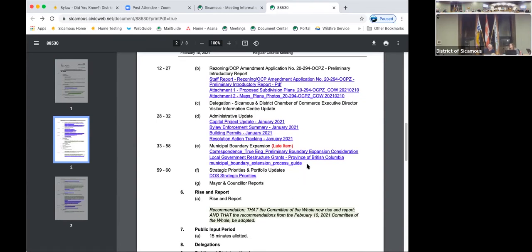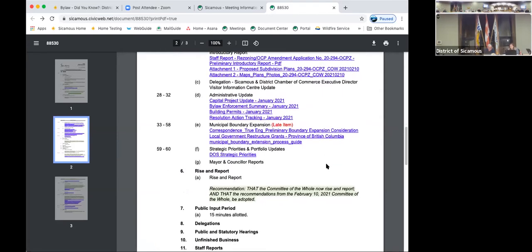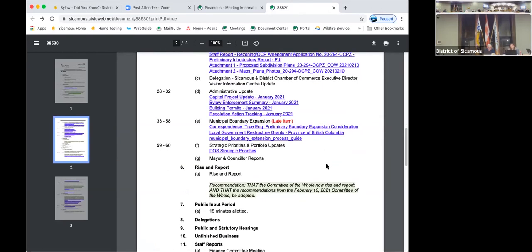So, E, municipal boundary expansion. There's correspondence from True regarding preliminary boundary expansion consideration, the local government restructuring grant, and the Province of BC municipal boundary extension process guide. Evan, would you like to comment on this? Give us the update on this and what we're dealing with.